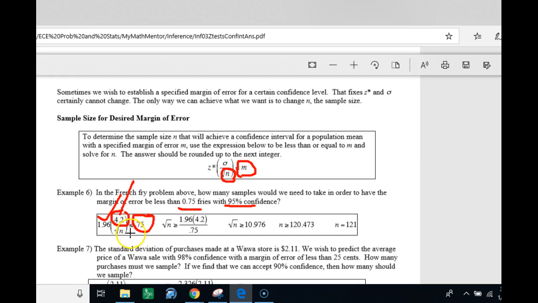So we have to use some algebra to determine what value for the square root of n is going to work so that this inequality holds true. If you do that, you'll get a decimal answer, and you have to round up to the next highest sample number. You can't have a sample of 120.473, so you go to 121 in this case. All right, there you go. So it's algebraic. It's using this formula backwards in order to find n by putting in a fixed margin of error.